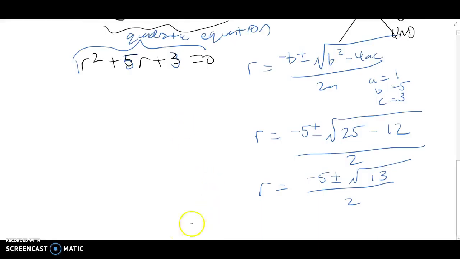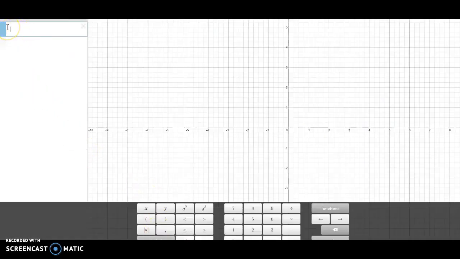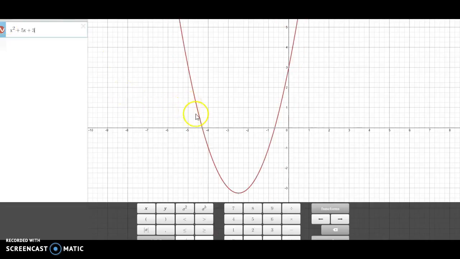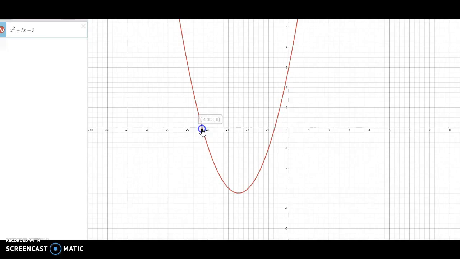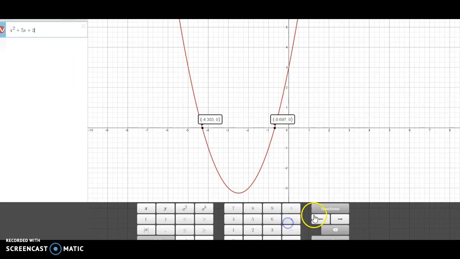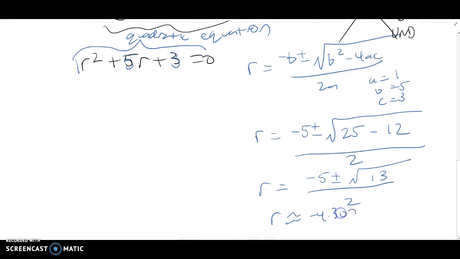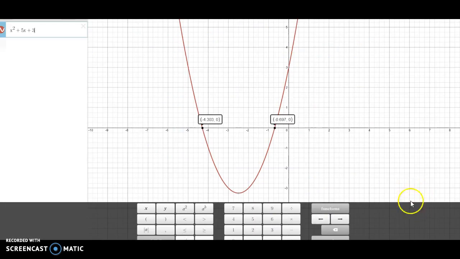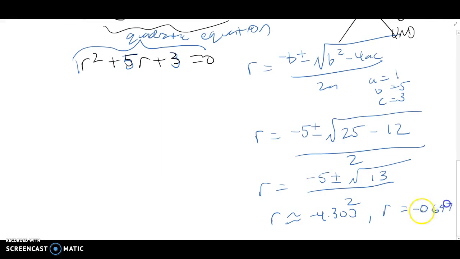Now, alternatively, I could use technology to find this. If I plotted x squared plus 5x plus 3, it's a parabola, and I'm using Desmos here, so I could quickly jump to the solutions and get them to 3 decimal places. I get x equals negative 4.303 or negative 0.697. Those are my solutions, and those are the same things I should get out of this equation. So r is approximately negative 4.303, or r is negative 0.697. I'll just abbreviate these R1 and R2 arbitrarily.